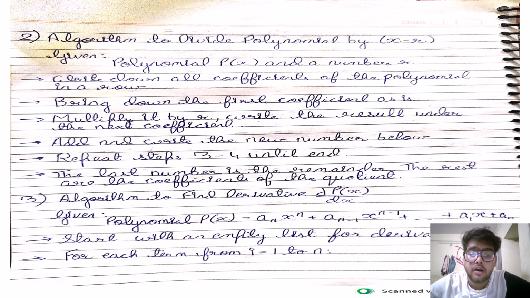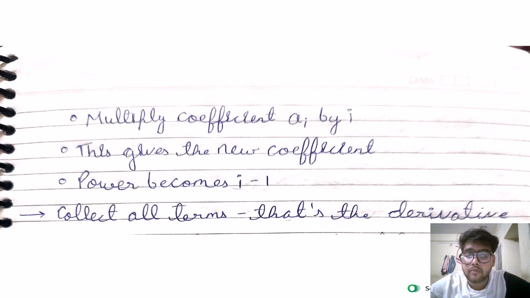Now we will look at the algorithm to find the derivative. So for the polynomial that we have, start with an empty list for derivatives. For each term from i equals 1 to n, we will multiply the coefficient a_i by i. This gives the new coefficient, and the power becomes i minus 1. Collect all the terms of the derivative, and we will get our desired result.